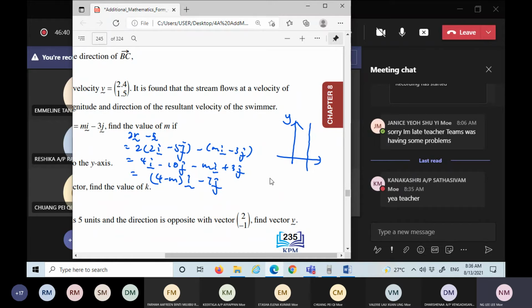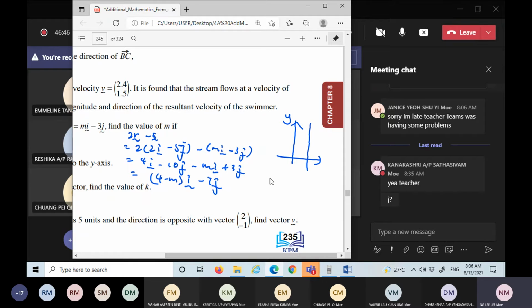Why do you think like that? J how to be 0? It's already stated here, j is -7. J cannot be 0. This part is 0, so 4 minus m is 0. Because you have a vector this way, you still have component j but don't have component i. So only this type of vector will be parallel to the y-axis. Therefore you can solve for m.